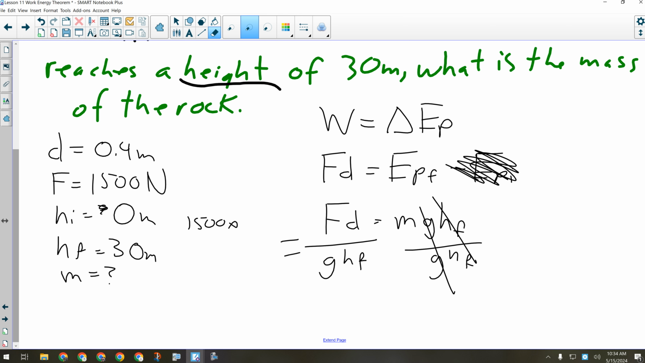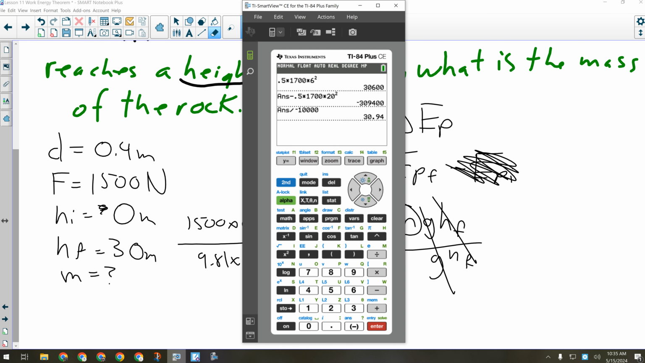1,500 newtons times 0.4 meters divided by 9.81 meters per second squared times 30 meters. That's going to give me mass. All right, so I'm going to take 1,500 and multiply it by 0.4. 600 joules. Okay, that's what's going on here. 600 joules worth of work. Okay, I'm going to divide that by 9.81 times 30.